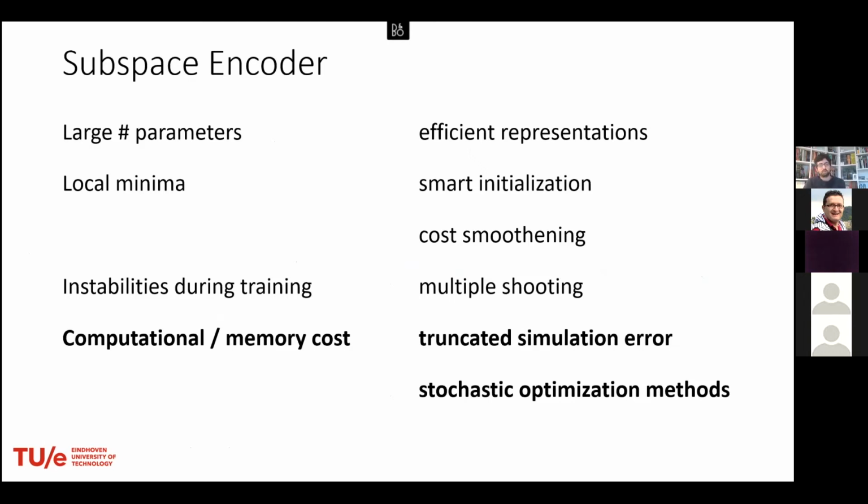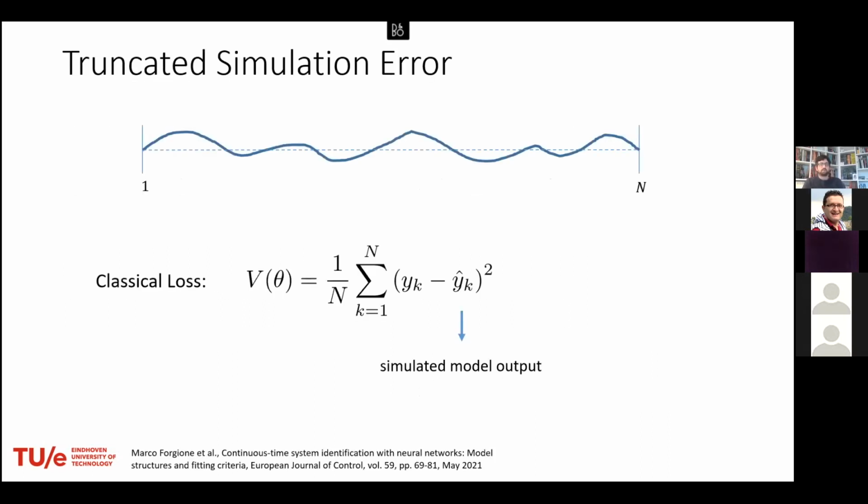So to reduce computational and memory cost, one of the solutions that have been discussed in the last 2 years is the use of truncated simulation error. Now, what is truncated simulation error? In the classical loss function, we have the simulated model output. So we simulate the model from time instance 1 till the end. So if we have n samples, to sample number n.